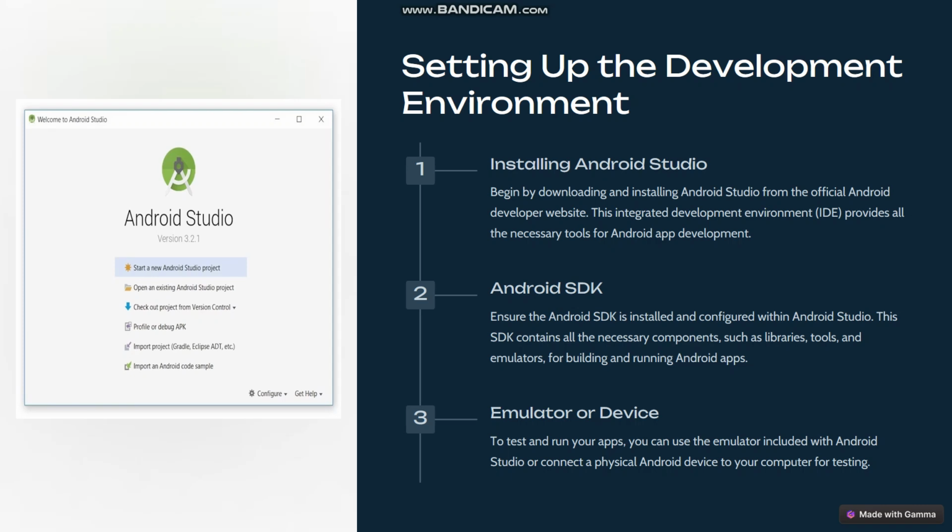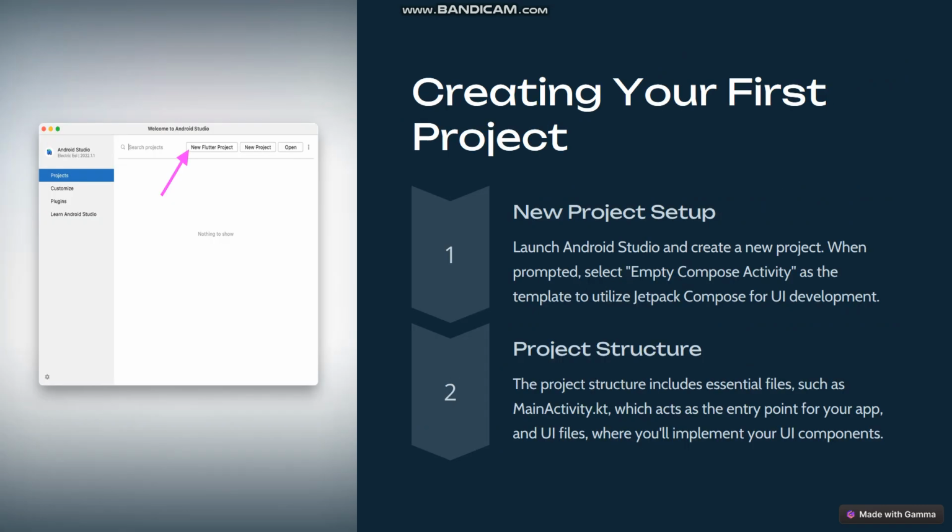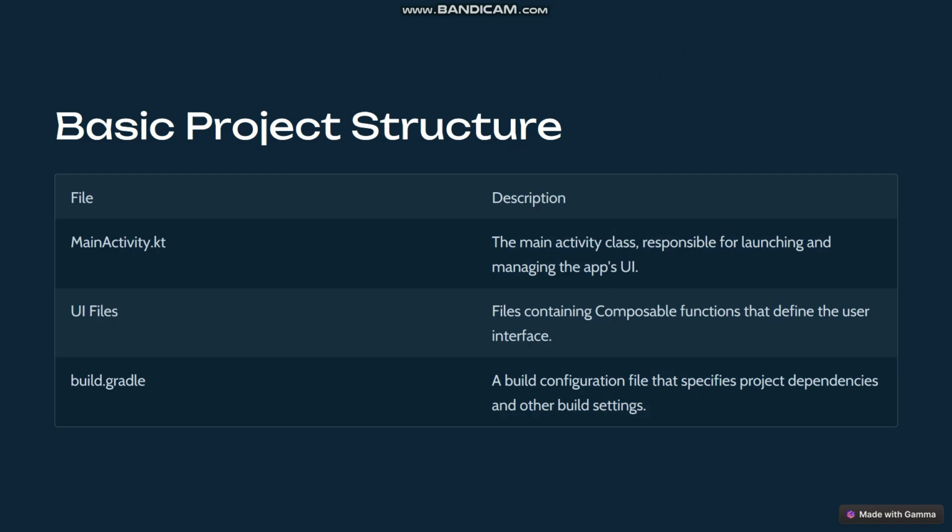Emulator or device: to test and run your apps, you can use the emulator included with Android Studio or connect a physical Android device to your computer for testing. For creating your first project, first launch Android Studio and create a new project. When prompted, select Empty Compose Activity as a template to use Jetpack Compose for UI development. Project structure: the project structure includes essential files such as MainActivity.kt, which acts as the entry point for your app, and UI files where you will implement your UI components.